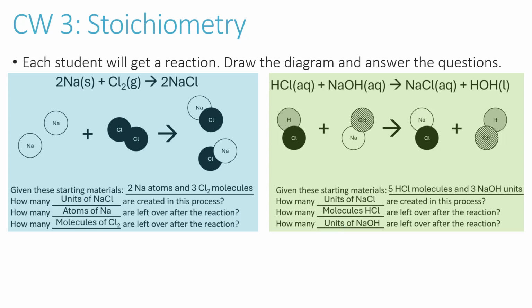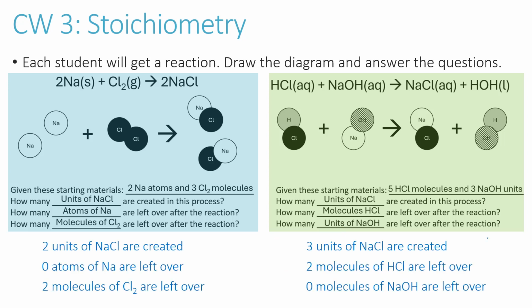So based on our starting materials, for our blue reaction, we are able to create 2 units of sodium chloride. There'll be no atoms of sodium left over and 2 molecules of chlorine left over. For my green reaction, we're able to create 3 units of NaCl, and we're left with 2 molecules of HCl and no molecules of NaOH left over.